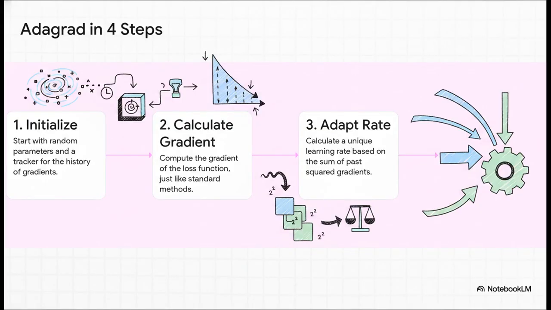So how does it actually pull this off? Well, first, it just sets up a little history tracker for every parameter. Second, it calculates the gradient, which is basically just figuring out the direction of the steepest downhill path. But step 3, this is where the magic happens. It adapts the learning rate for each parameter by looking at the sum of all its past gradients. And finally, it updates each parameter using its brand new personalized rate.